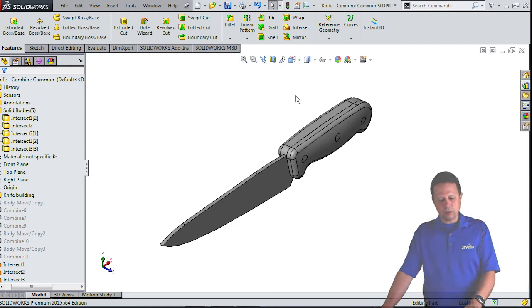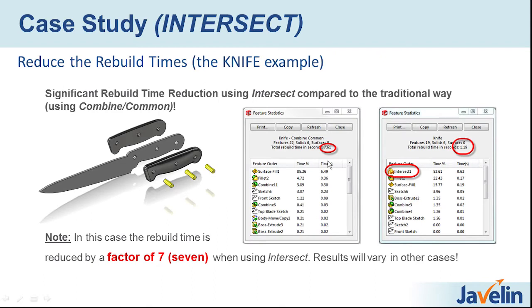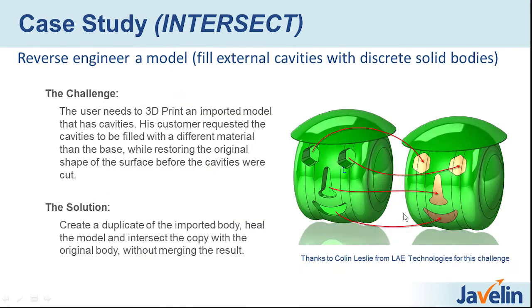I also did a comparison on rebuild times, and I found out that I cut a lot of time from about 8 seconds for the old technology, old workflows, to about 1 second using Intersect. Pretty impressive. The next case study came from Colin Leslie from LAE Technologies in Barrie.